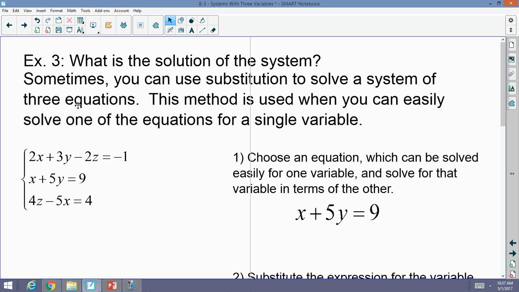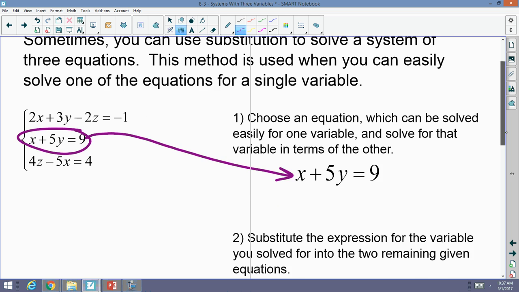In this particular case, guys, if you notice, you've got 2x plus 3y minus 2z, then x plus 5y, then 4z minus 5x. I'm missing a z from this one and a y from this one. So what do I do? Choose an equation which can be solved easily for one variable and solve for that variable in terms of the others. Which is the easiest variable to solve for? The x from the x plus 5y, right? That's why I chose that.